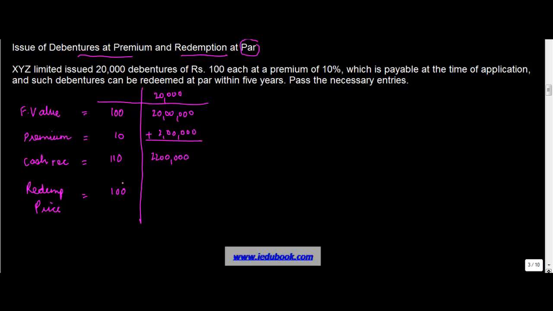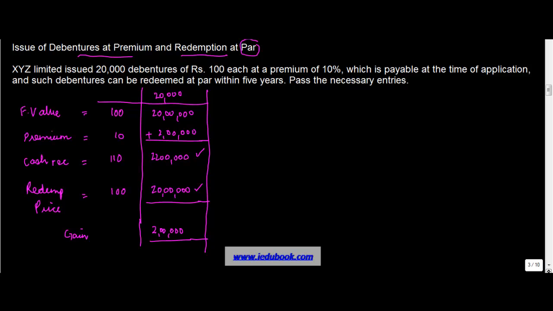And the redemption price is 20,000 into 100 or 2,000,000. Right? So effectively you received 2,200,000. You need to pay 2,000,000. So there is an inherent gain, as I may call it, which is 2,200,000 minus 2,000,000, which is 200,000. Normally these type of cases are rare. Okay? Because no one is going to give you money to keep it. And this is effectively that. Right?